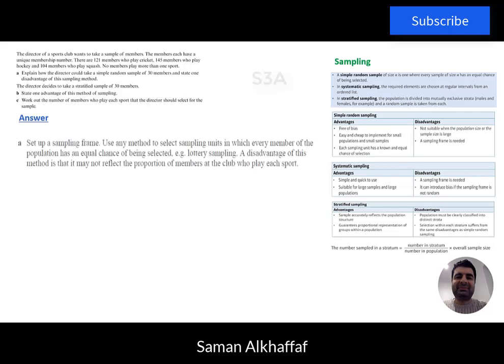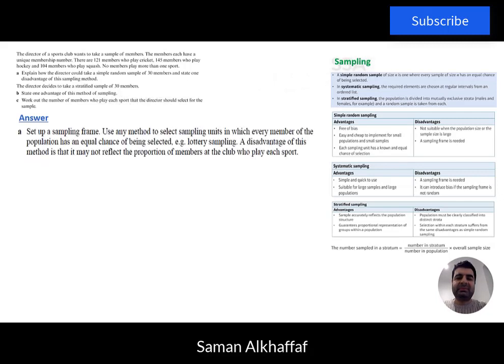So for part A, set up a sampling frame. Use any method to select sampling units in which every member of the population has an equal chance of being selected. Example, lottery sampling. A disadvantage of this method is that it may not reflect the proportion of members at the club who play each sport.